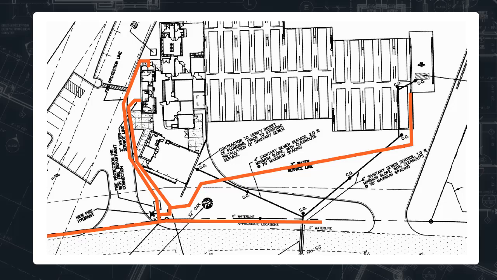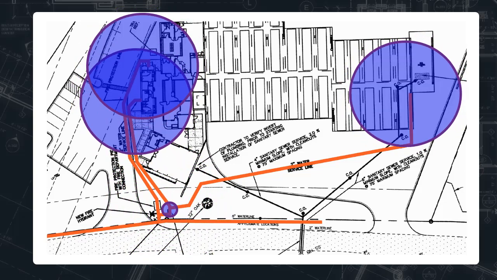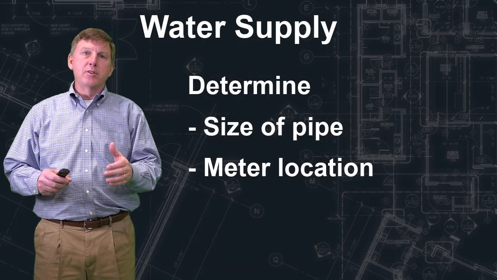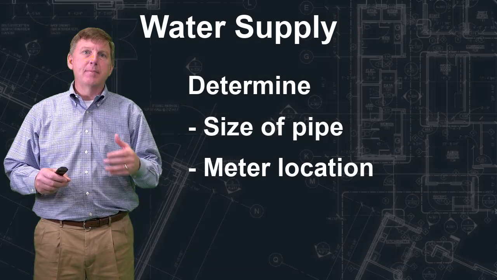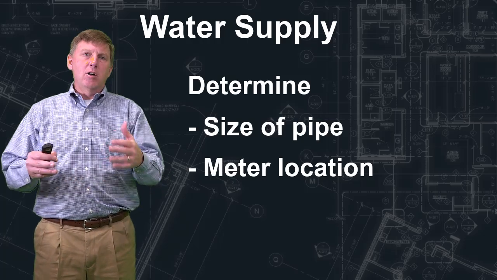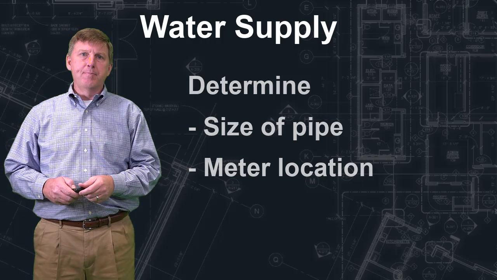And then the water supply leads from that through a meter and then to various access points to the building on the site. You have to be able to determine what size pipe is going to the building, where to locate the meter. All that is going to be on this plan.